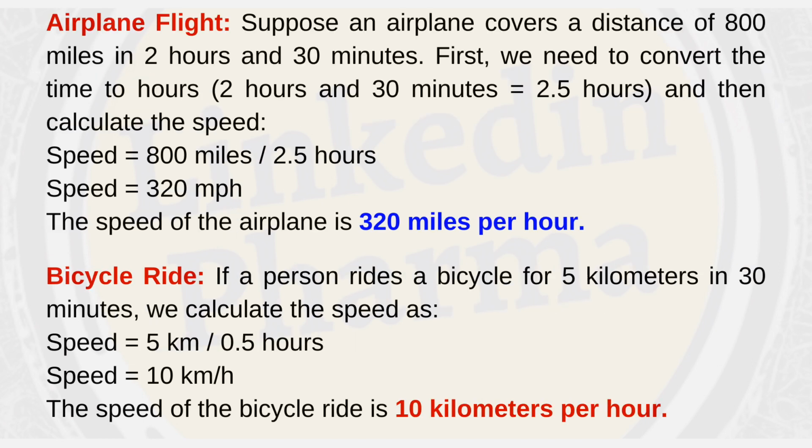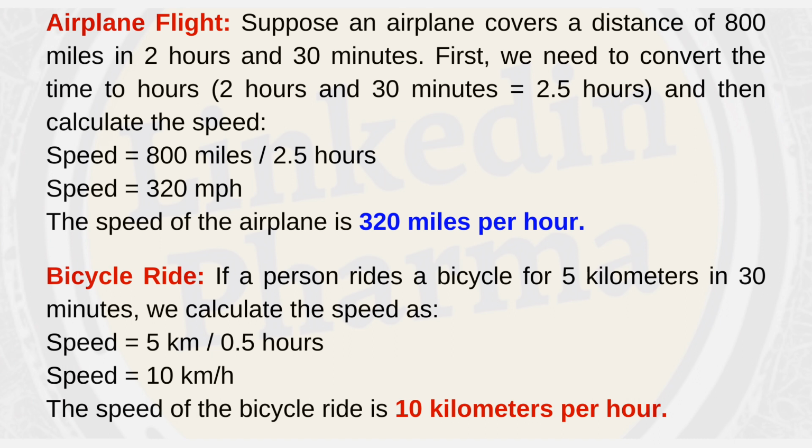Airplane flight. Suppose an airplane covers a distance of 800 miles in 2 hours and 30 minutes. First, we need to convert the time to hours. 2 hours and 30 minutes equals 2.5 hours, and then calculate the speed. Speed equals 800 miles divided by 2.5 hours, which equals 320 miles per hour.